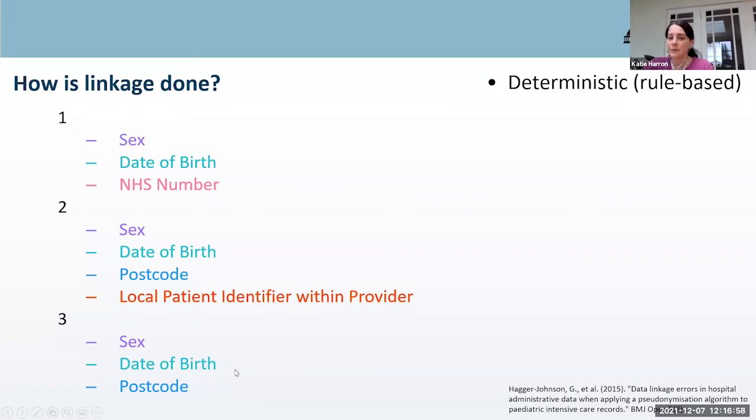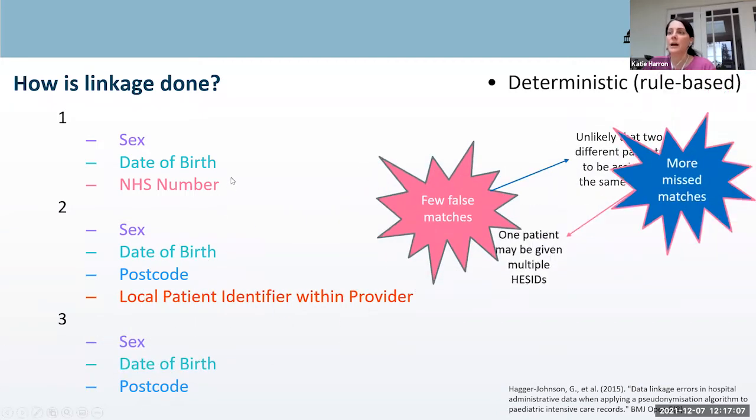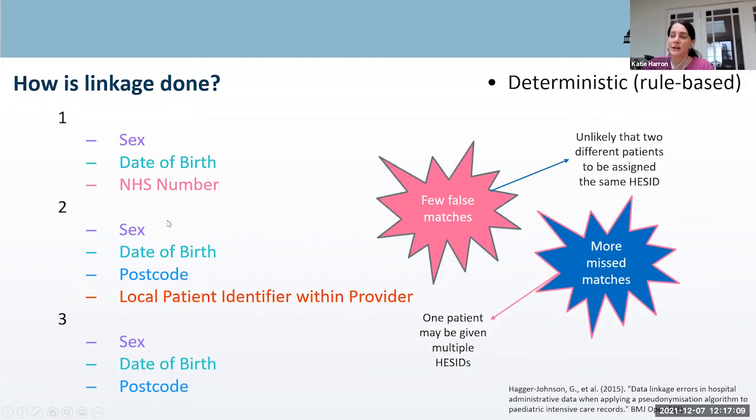But this minimization of false matches is traded off against mismatches. And you can see that because sex and date of birth are included in all three of these steps, any errors on sex or date of birth or missing data would mean that a record that was submitted to HES and checked against this linkage algorithm would be given a new HES ID rather than being linked to an existing record in HES.